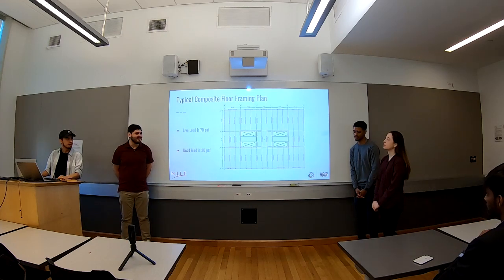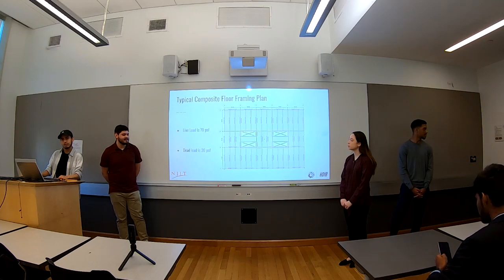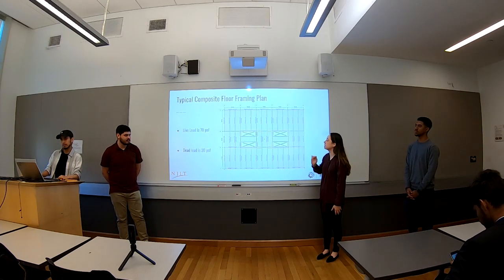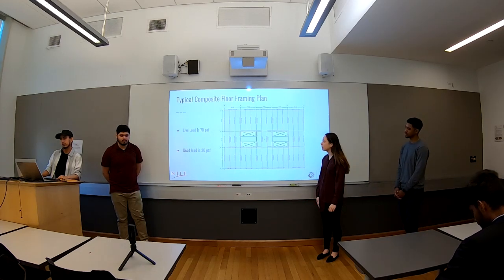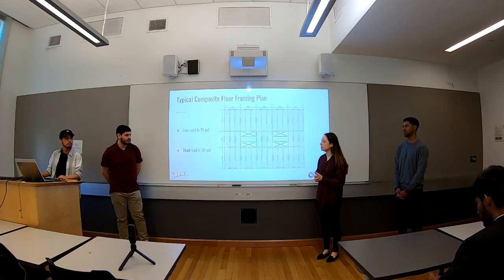So here we have our typical composite floor framing plan. This is our first floor. We have our concrete core, W16 to W24 beams, and steel columns. And we are using a live load of 70 pounds per square foot and a dead load of 20 pounds per square foot.